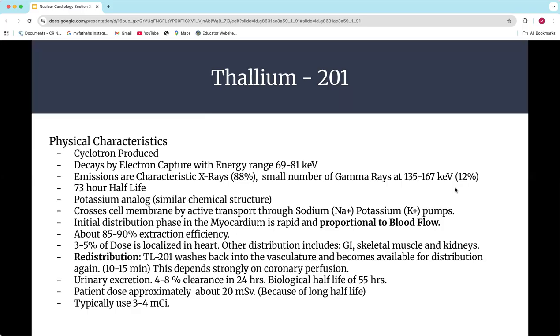So thallium is cyclotron produced. So again, bombarded with a bunch of protons. So it's proton rich, and it decays by electron capture. Now I'm going to ask for a brave person. And you need to know what electron capture is for your test. I guarantee it. So who can tell me what electron capture is? Who's brave? Who remembers? Or even just wants to go out on a limb and try it. You won't be judged. What's electron capture?